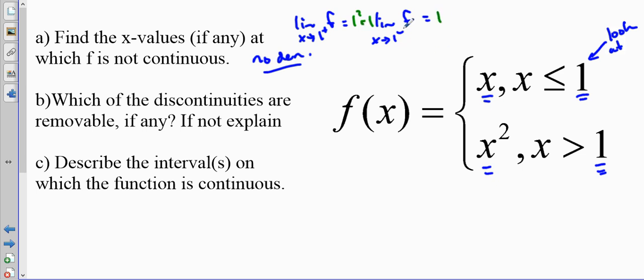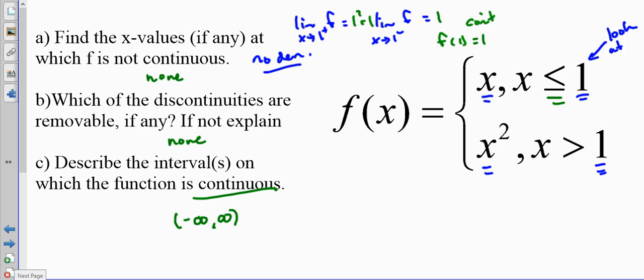You notice that these are both equal. If they're both equal, then we know that it's continuous. It's continuous because we also know that f of 1, plugged in here, also equals 1. And therefore, this is continuous. So are there any values that are not continuous? The answer is there is none. There is no discontinuity, because it's continuous everywhere. And so where is this function continuous? It's continuous from negative infinity to infinity. And that's what we get.